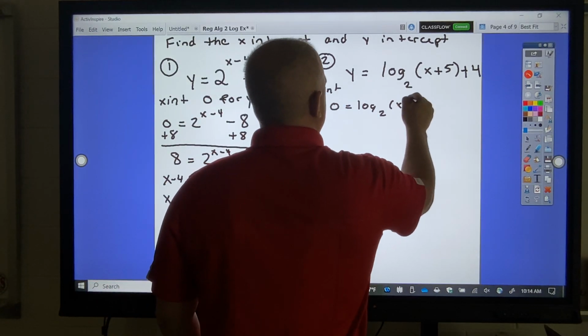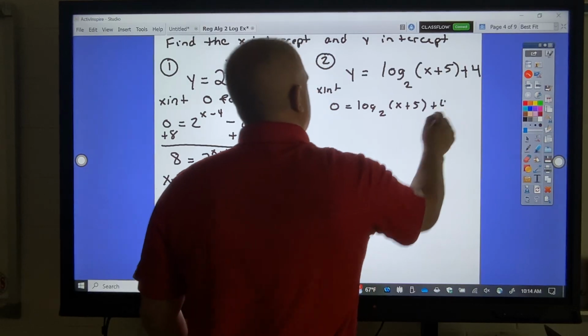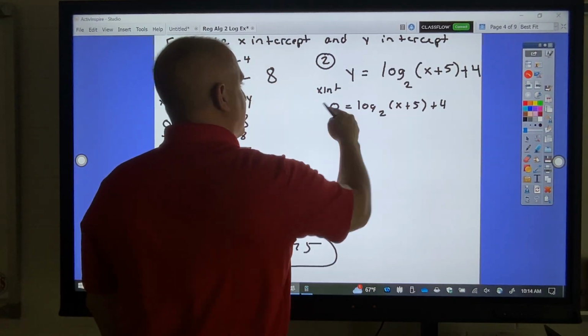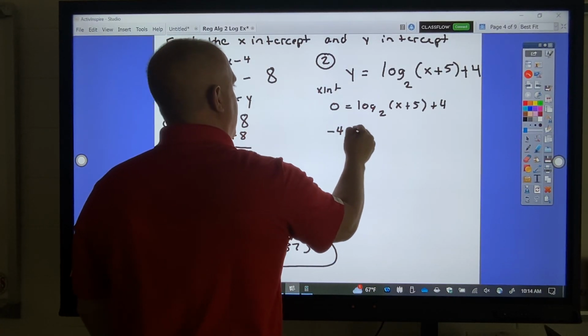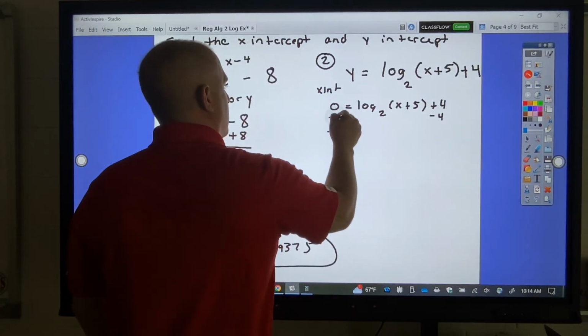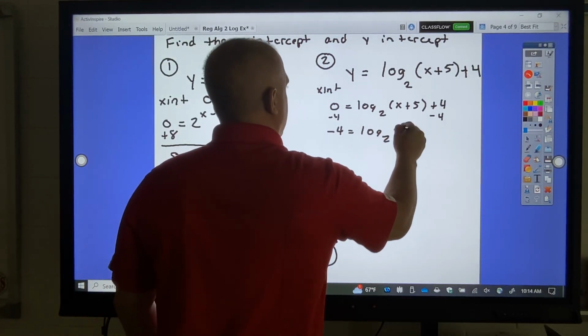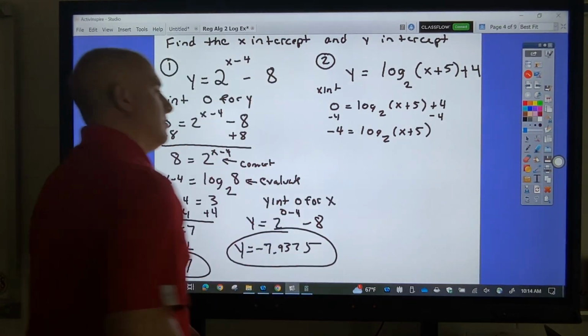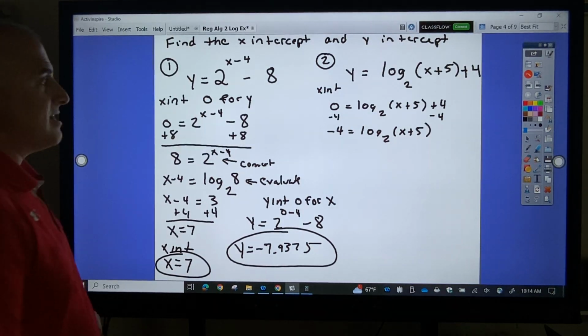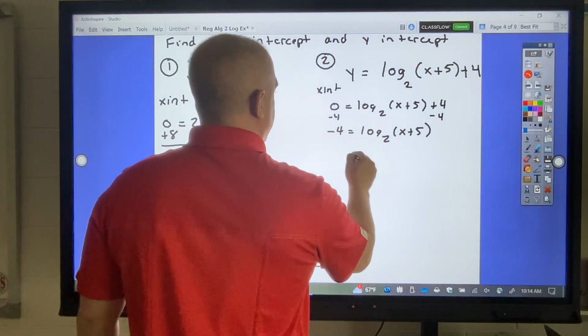Okay? All right, now, I can't evaluate that because it's got an x there. I'm going to move this -4 over to this side by adding 4. So I got log base 2 of x plus 5. Now, I can't evaluate that, so I'm going to convert it.